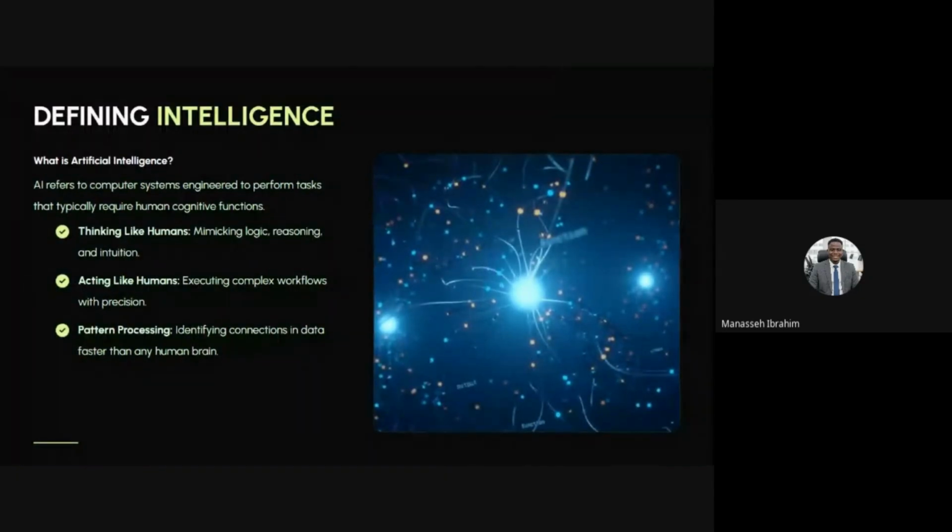What actually is artificial intelligence itself? It refers to computer systems engineered to perform tasks like humans. You know, there are those tasks that are not just straightforward; they require human intelligence, right?